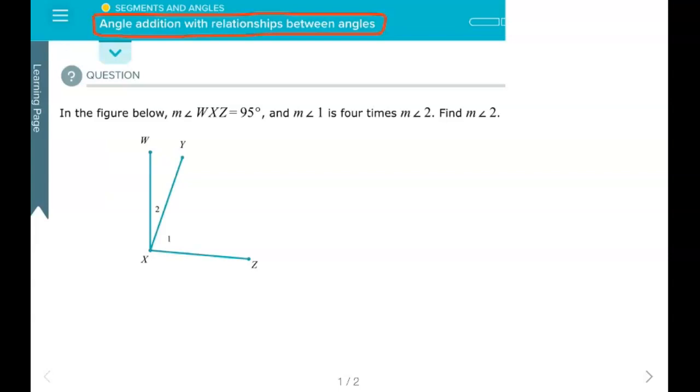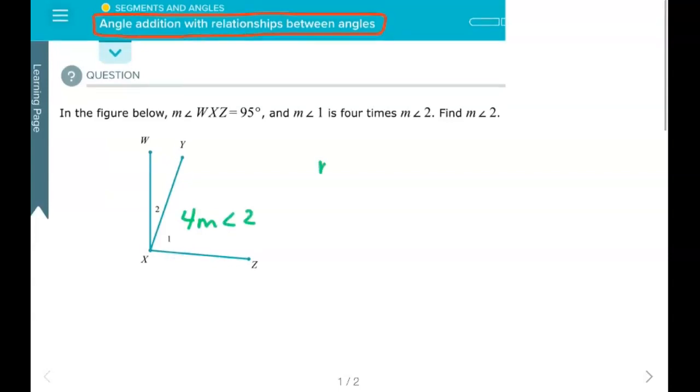All right, mathematicians, here we're using angle addition with relation between the angles. So they tell us that the measure of angle WXZ, the big angle, is 95 degrees. And then they tell us that the measure of angle 1 is 4 times the measure of angle 2. So here I could put 4 times the measure of angle 2.